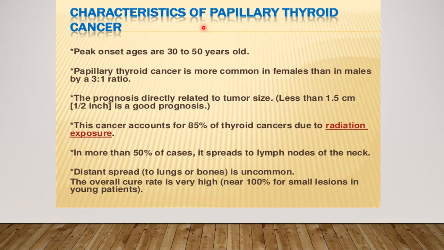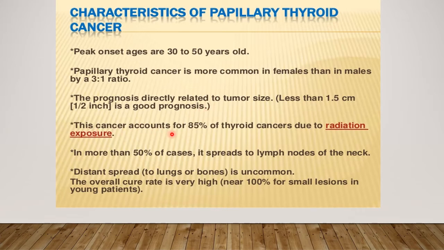Okay, characteristics of papillary thyroid carcinoma. This is a differentiated carcinoma. The peak onset ages are between 30 and 50 years old. Papillary thyroid cancer is the most common cancer in the thyroid and is more common in females than in males, the ratio being 3:1. The prognosis of the disease is directly related to the tumor size. Less than 1.5 centimeters is a good prognostic sign.